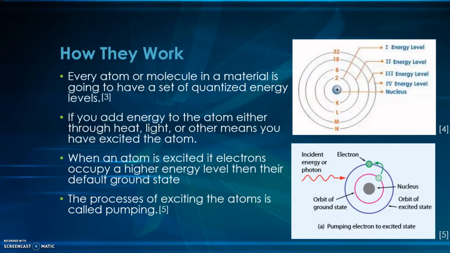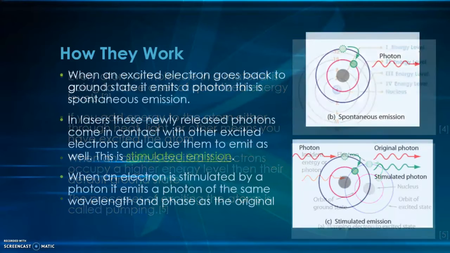To explain lasers, we have to start at the atomic level. Every atom or molecule that goes into a material is going to have a set of quantized energy levels. So if you think back to chemistry, these are the orbitals that surround the nucleus of an atom. If you add energy to the atom system, through heat or light or other means, then you excite the atom. An atom is excited when its electrons jump to higher energy levels than their default ground state. The process of exciting these atoms is called pumping.